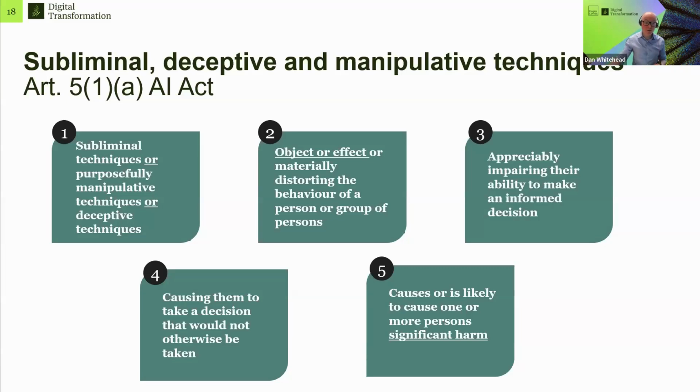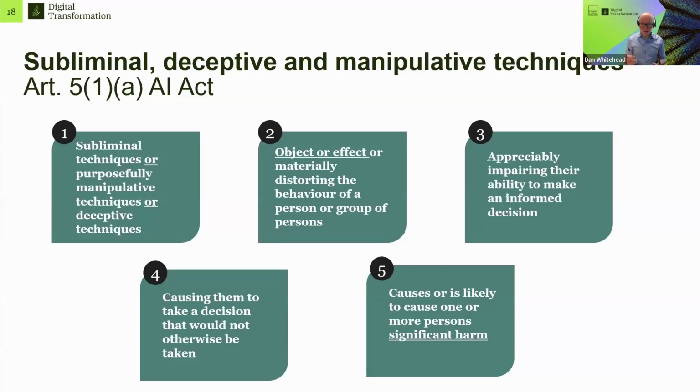But the purposely manipulative and deceptive techniques are much broader. So manipulative techniques are defined as aiming to influence, alter, or control an individual's behavior, which could be quite a broad set of different techniques that are used with AI systems. And similarly, deceptive techniques are intended to subvert or impair a person's autonomy, decision-making, or free choice. So these are much broader concepts, which means there's quite a considerable number of AI systems that could potentially fall within that bucket. But they still have to meet the other 4 conditions at the same time.